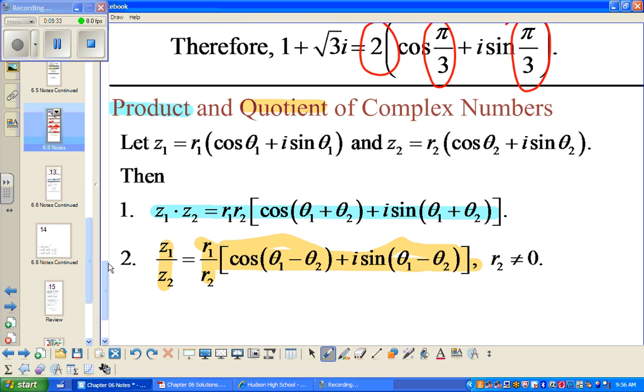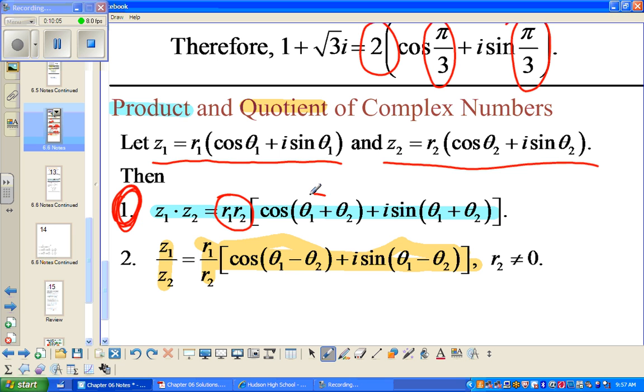We can take the product or quotient of complex numbers as well. If we have our complex numbers in trigonometric form, we'll say z1 is here, z2 is here, then we can quite easily take the product. That's what number 1 here shows. We can take the product of two complex numbers by multiplying the r's out front, and then adding the two angles together and replacing the angles with their sum. It's a very easy way to find the product of complex numbers.